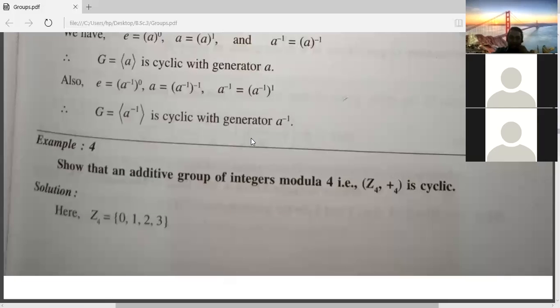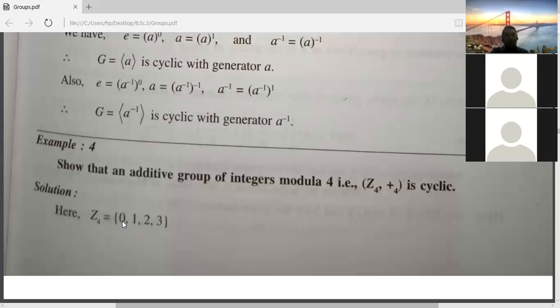Okay. Now the next one: show that the additive group of integers modulo 4, that is Z4 with addition modulo 4, is cyclic. Already you know Zn means residues modulo n, you can write 0, 1, 2 and so on up to n minus 1. Here Z4 equals 0, 1, 2, 3, that is, the last one is 4 minus 1 equal to 3, starting from 0 to n minus 1.